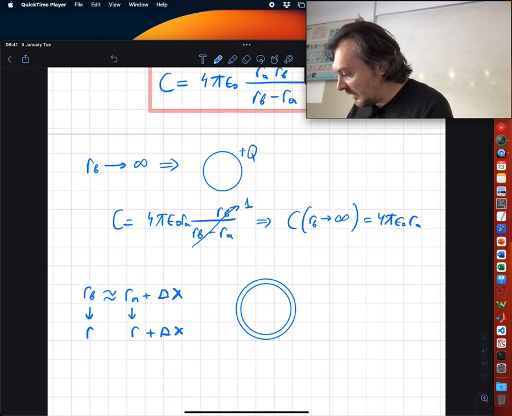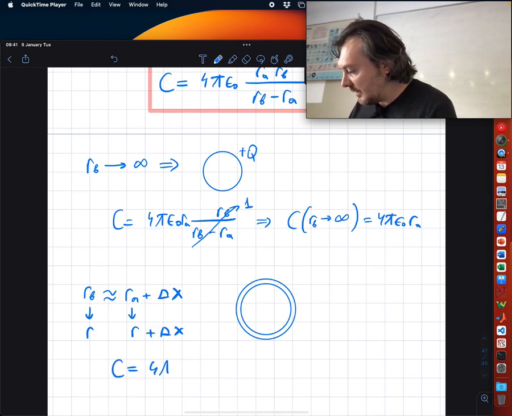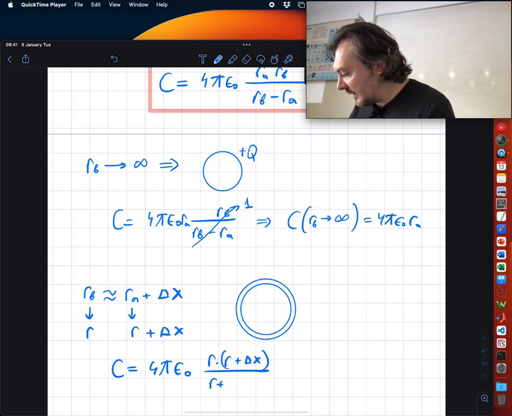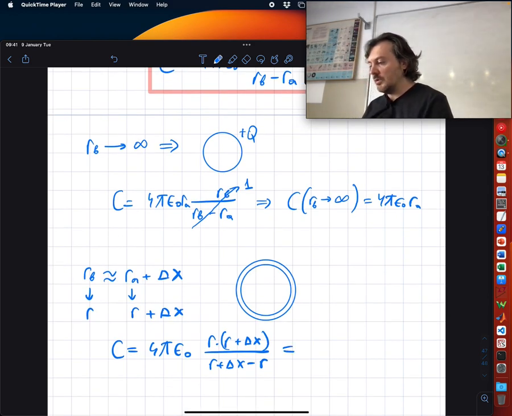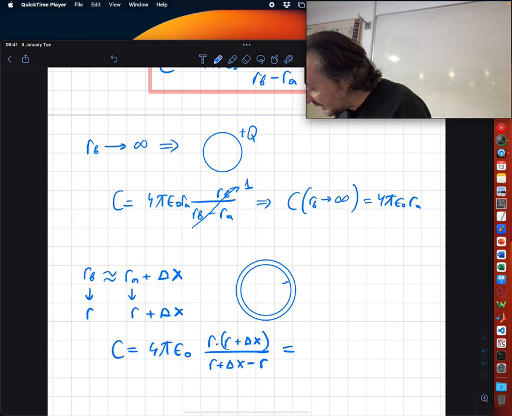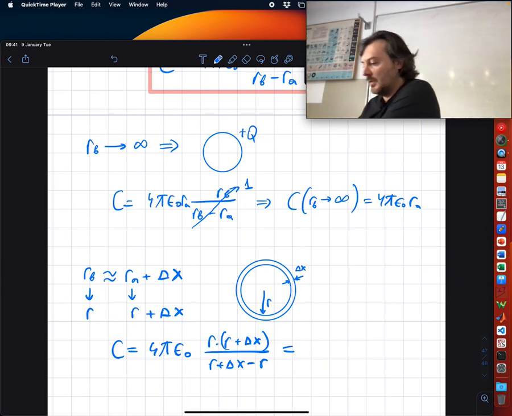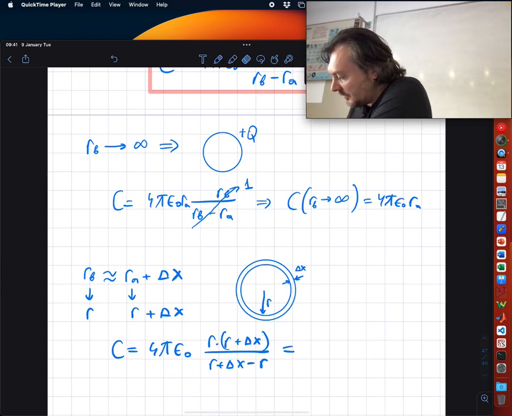Then your expression is C is equal to 4 pi epsilon 0 R times R plus delta X over R plus delta X minus R. Do you see? What do you get? So this delta X is this difference here, and R is this one. Now, this is approximately equal to 4 pi epsilon 0, and then you have R squared over delta X.